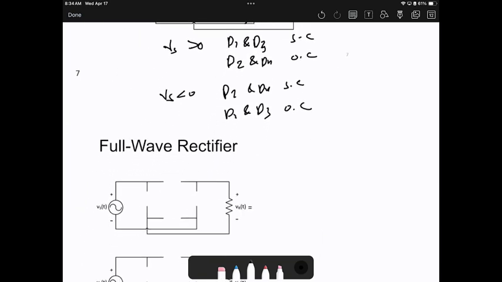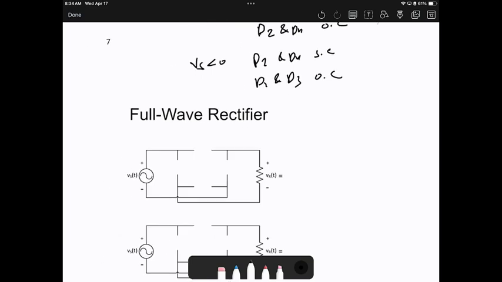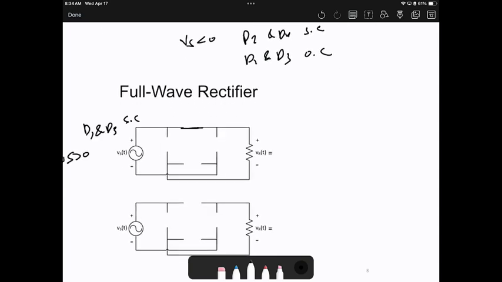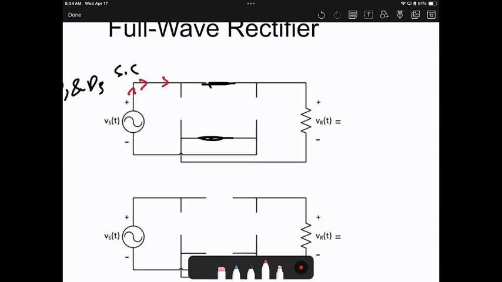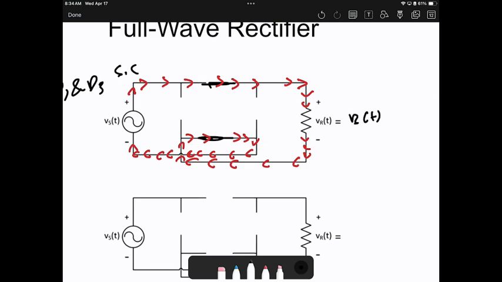Let's look at this scenario. So again, the first scenario, when Vs larger than 0, D1 and D3 are short circuits. This means the top is short circuit, this is short circuit. So what will happen? The current will flow from positive, then it will go to the positive part, then return to the negative, go back to the negative. This yields VR equal to Vs of t when Vs larger than 0.